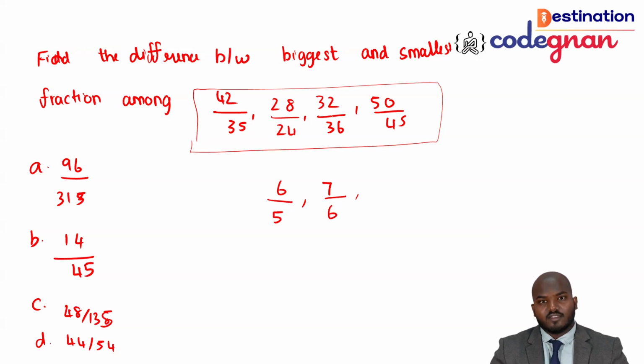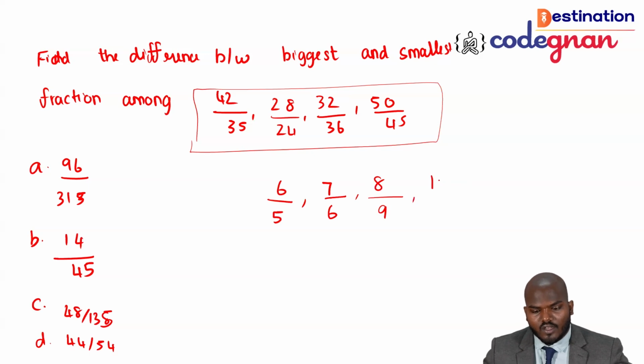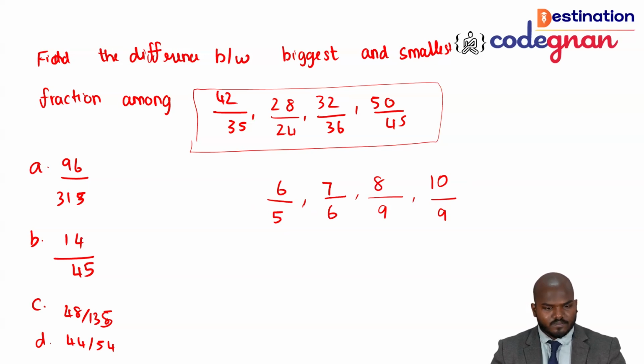And here, 32 and 36. 8 times 4 is 32, and 9 times 4 is 36. And again here, 10 times 5 is 50, and 9 times 5 is 45. This is how I will simplify this. Now I'm checking whether every value is a proper fraction or not.